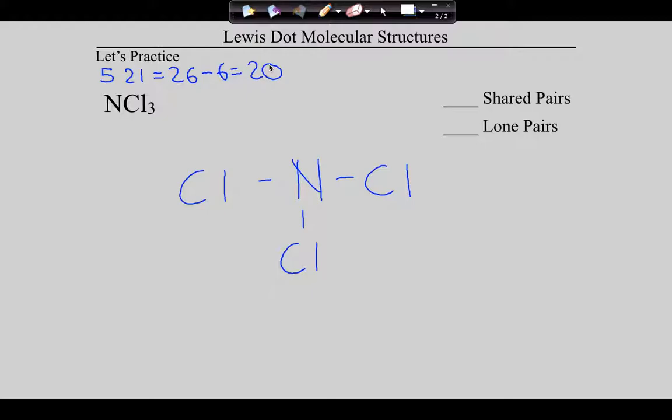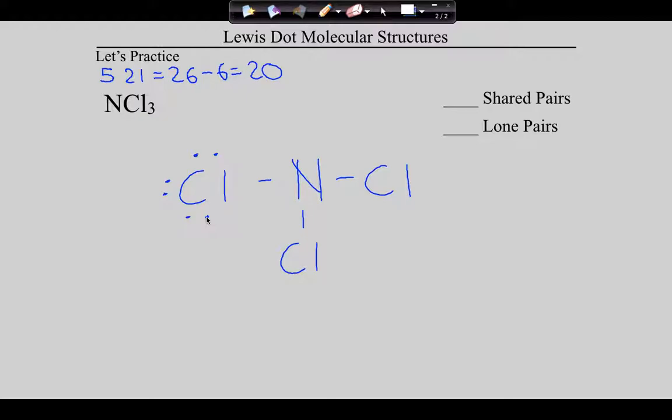Now, does it matter where we put them? And the answer is no, with one exception. We've got to fill up the halogens first. So, guys, the first thing that you've got to do is fill up the halogens. And here's how you do it. You go 1, 2, 3, 4, 5, 6. Now that halogen is filled. Always fill the halogens first.